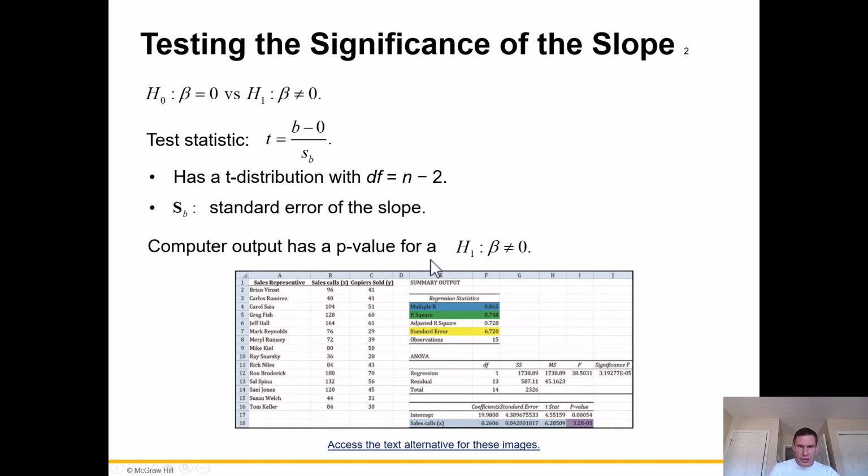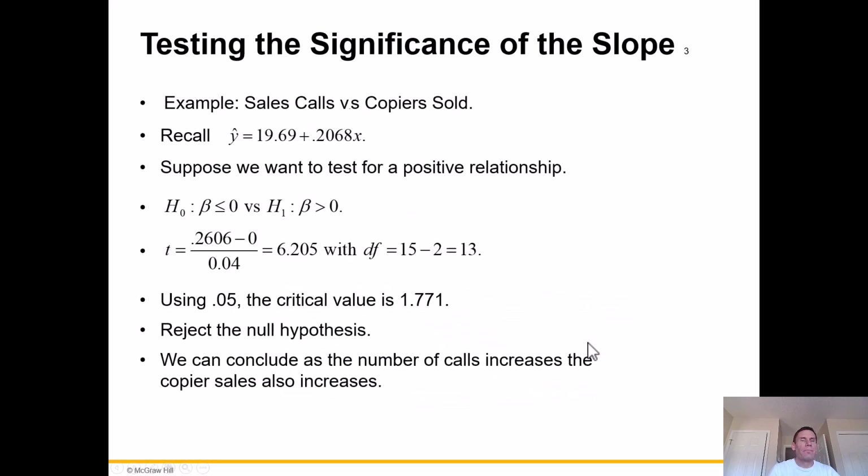So if we look at the computer output for this, there's your multiple R, 0.865. We've got R squared, 0.748. We've got an adjusted R squared, which is 0.728, which is good. We have our standard error, 6.72. And then if we look down here, we've got the sales calls: 0.2606 for the coefficient, about 0.04 for the error, and then we have a t-stat of 6.2. If you remember, we said that y prime equals 19.69 plus 0.2068x.